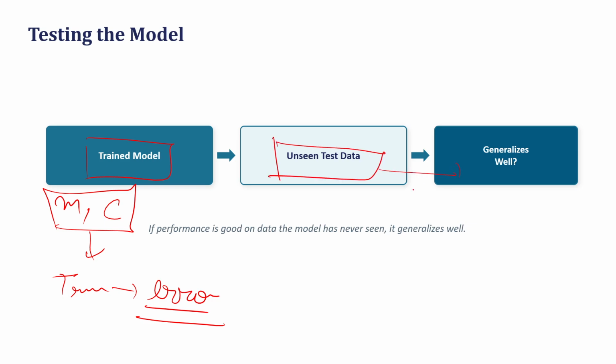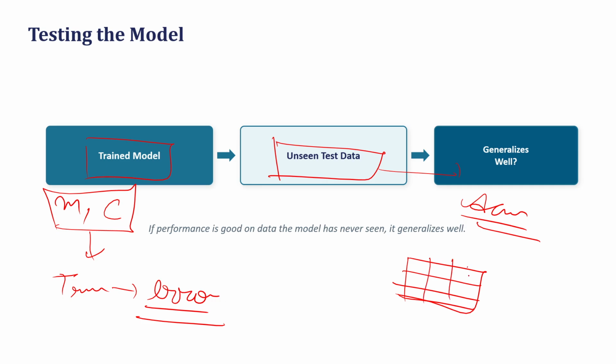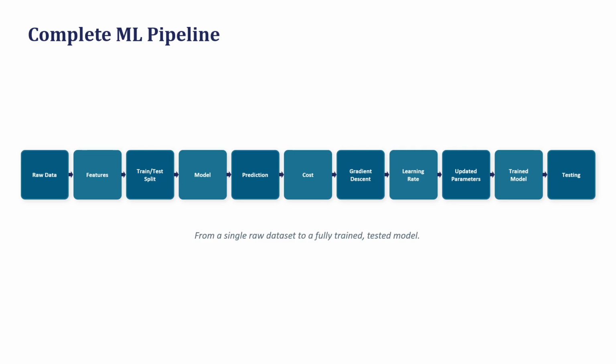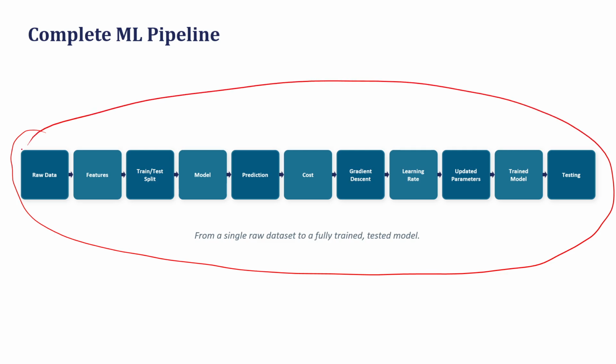If here also your accuracy is good on unseen data, let's say you have 20 examples which were not previously added into training data, and on this testing data your accuracy is good enough, like 95% or 90%, then your model is performing well on unseen data. It is a good model. So overall this was the complete pipeline.